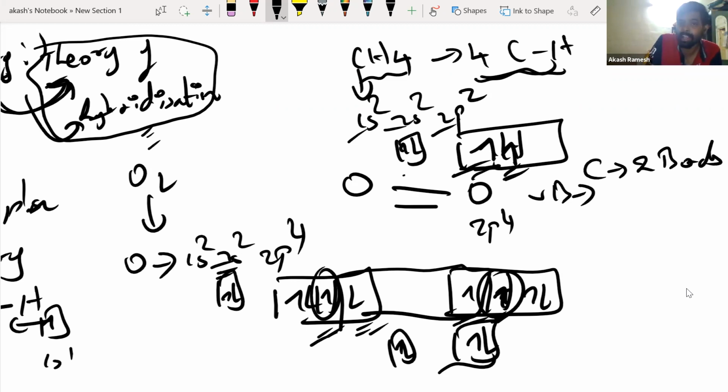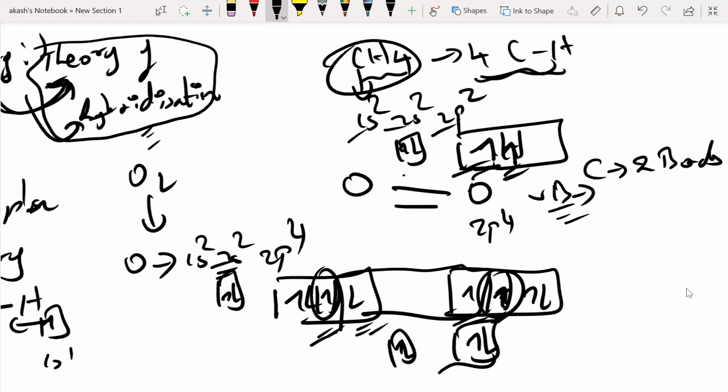But what is in reality happening? Carbon will generally form 4 bonds. Is it not? That is the problem with valence bond theory. That's what I'm trying to say. Understood? Yes, sir. Okay.